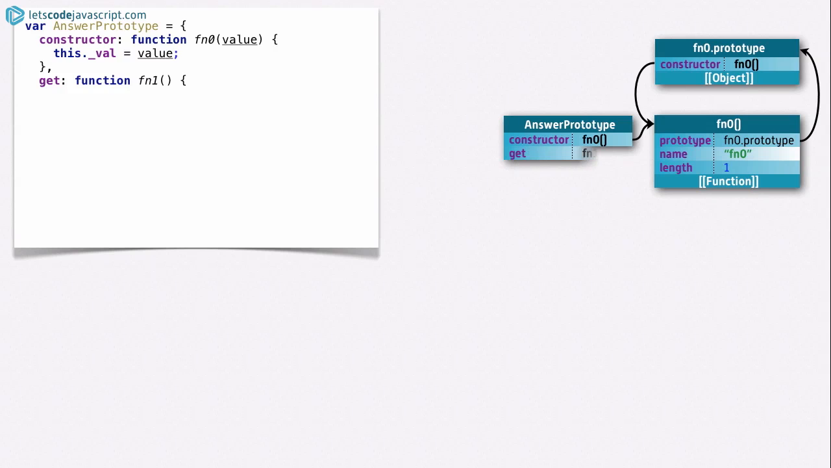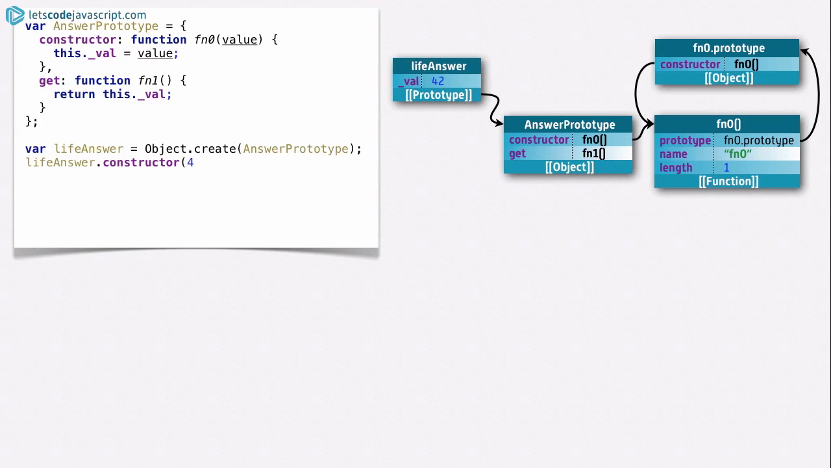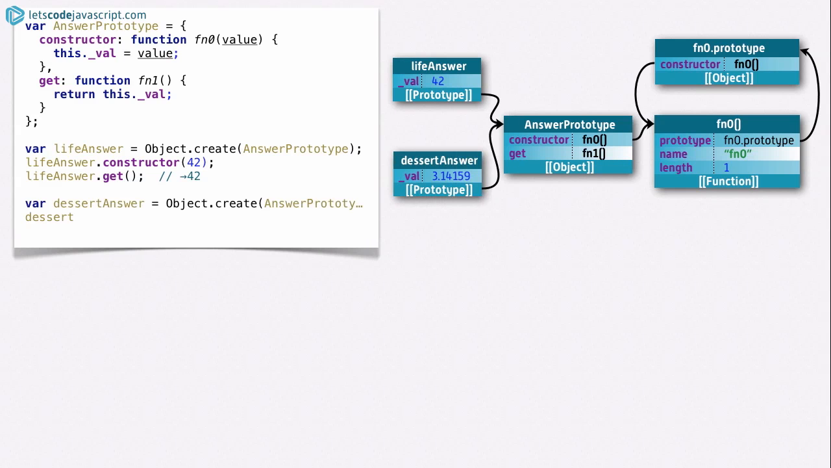We're also going to create a get function on our answerPrototype. And we're going to create a couple of instances, life answer and dessert answer. So that's a basic example using the prototypal model. Now let's do the exact same thing, this time using the classical model and the new keyword.